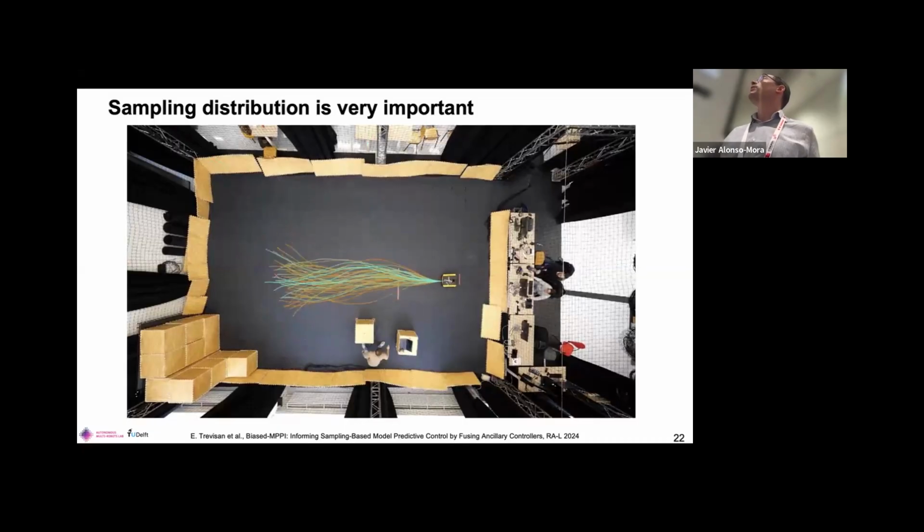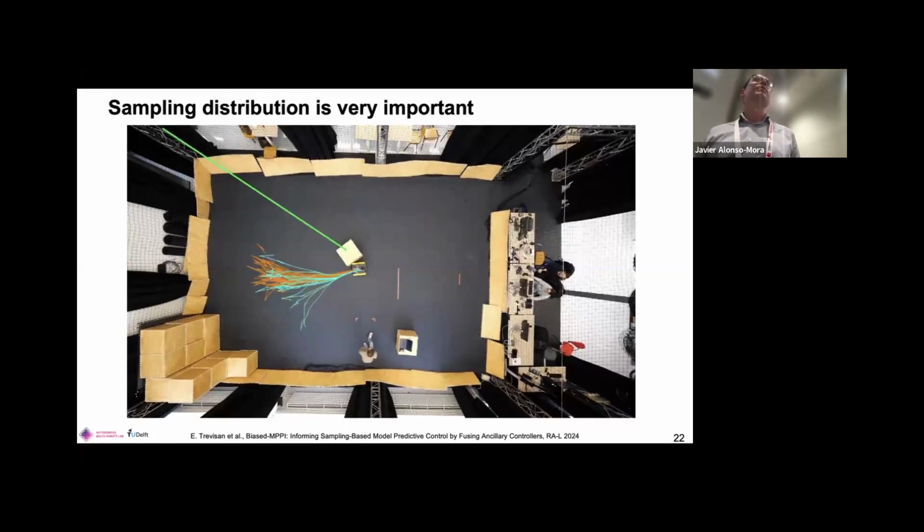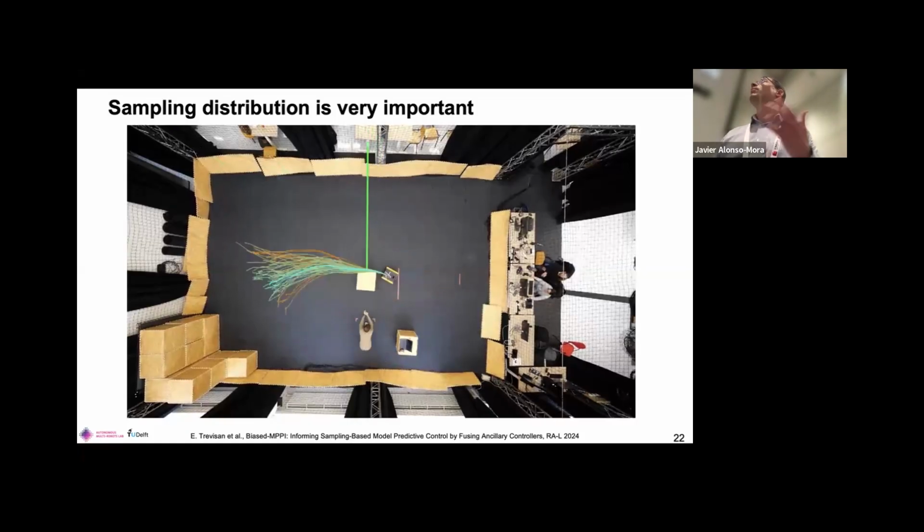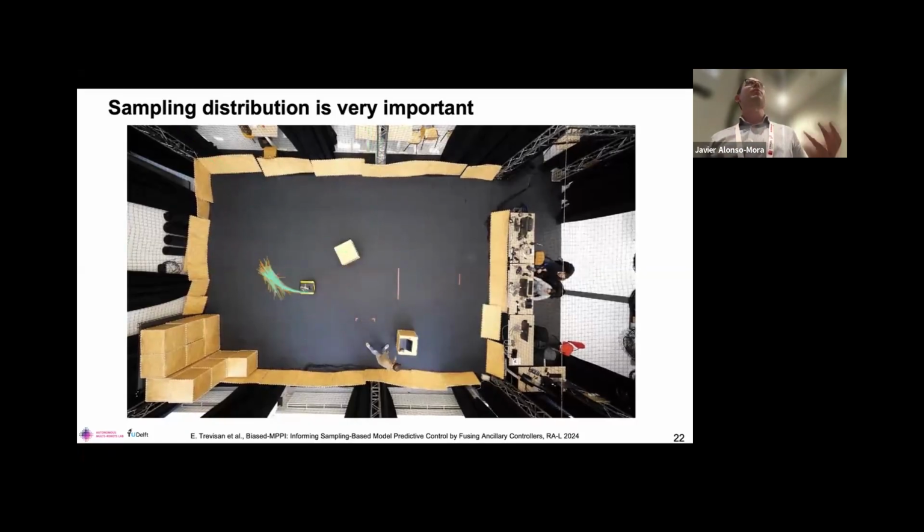So this robot is moving, and what you see there are the sample trajectories for different time steps. Something unexpected happens that breaks all of them. In this case, MPPI will not know what to do because all the samples are wrong, in collision, and it needs to do a weighted sum. So this illustrates that the sampling distribution that you use for this method is very important.